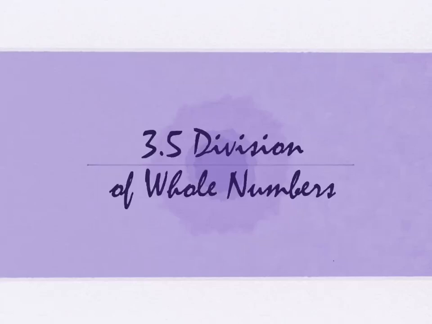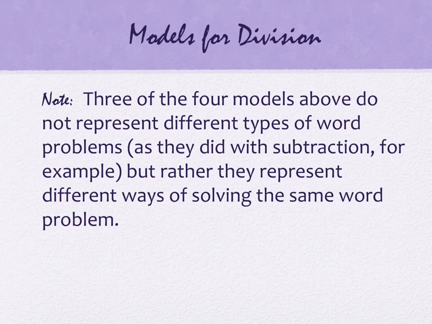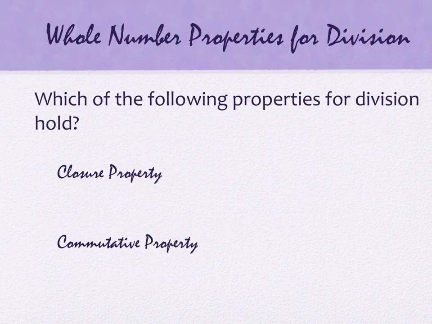3.5 is division of whole numbers. We're going to pick up where we left off last time. We're about to take a look at whole number properties, just like we had looked at whole number properties with three of our four other operations. So this section is going to feel like subtraction. We're trying to see which of these properties will hold by verifying if we can make them not hold.